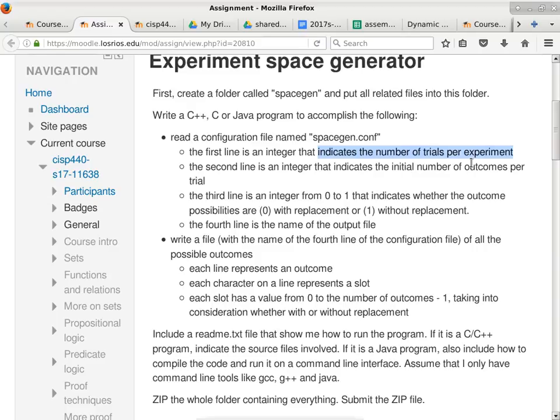The second line indicates the initial number of outcomes per trial. In our example, because we're throwing the dice, we have 6 possible outcomes for the initial trial. I call it initial because if it is without replacement, then the next trial only has 5 possible outcomes.